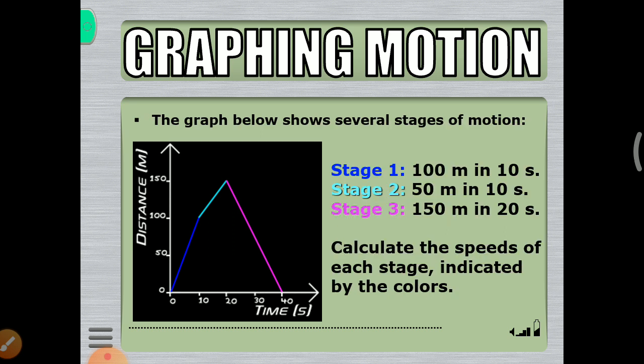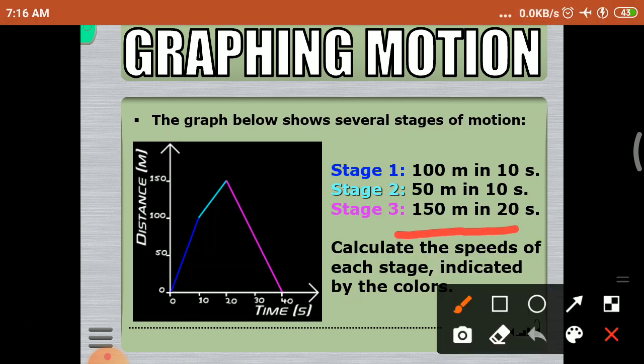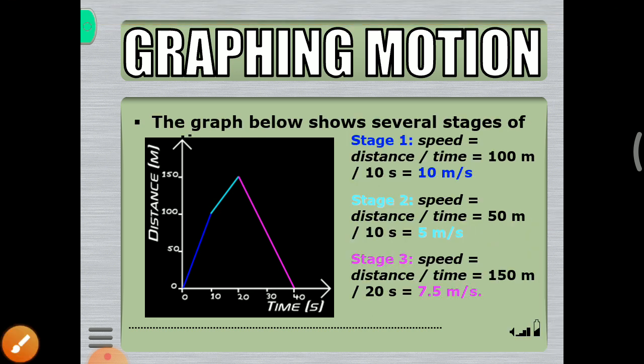In stage 3, we know that it is 150 meter in 20 seconds. So speed equals distance by time, 150 meter per 20 seconds. I get 7.5 meter per second.